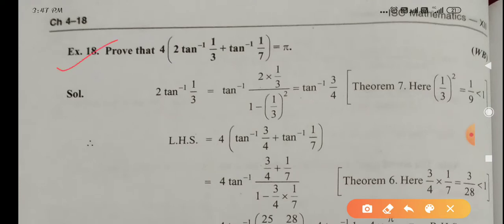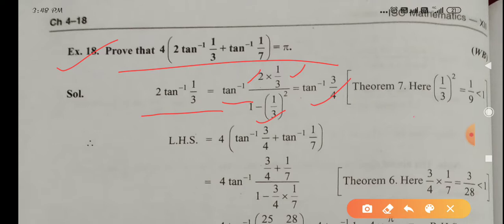First example is example number 18. Prove that 4 into 2 tan inverse 1 upon 3 plus tan inverse 1 upon 7 equals pi. How can you prove this? First of all, 2 tan inverse 1 upon 3. So 2 tan inverse x property you can apply. 2 tan inverse x, tan inverse 2x upon 1 minus x square. So after simplification it is coming tan inverse 3 upon 4.